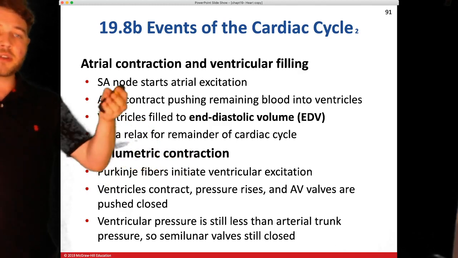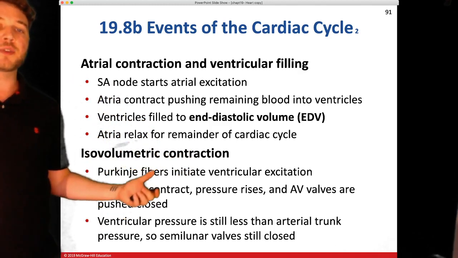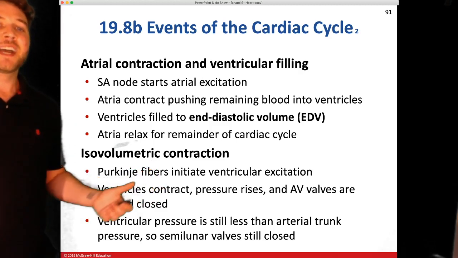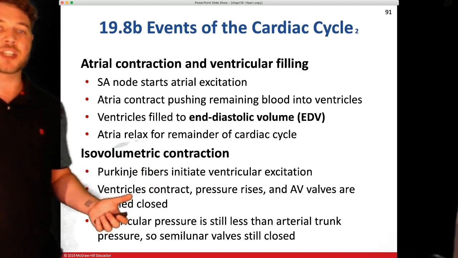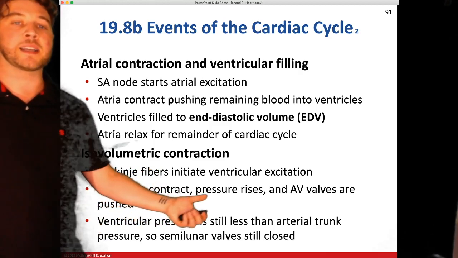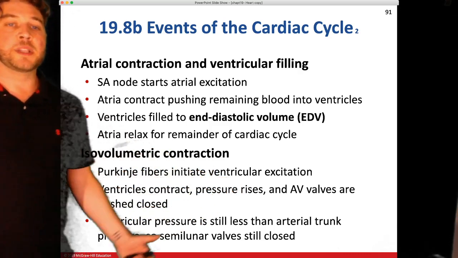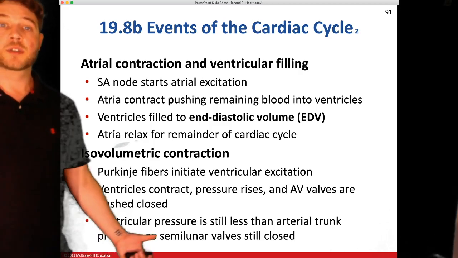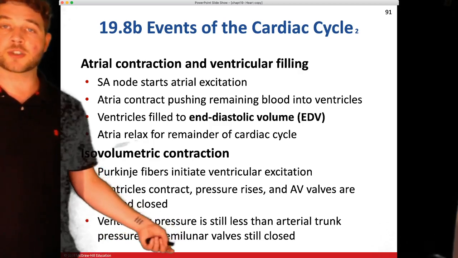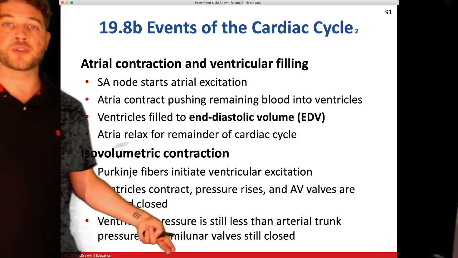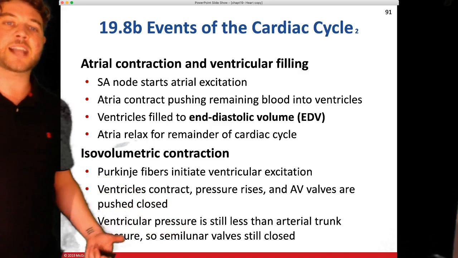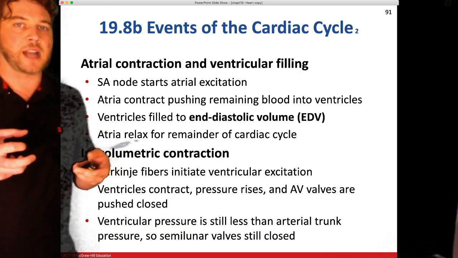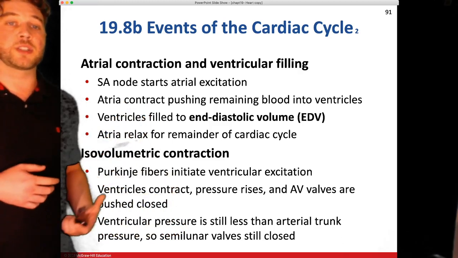Between the atria contracting and the ventricles contracting, once they've filled, you have this isovolumetric contraction that I mentioned. The Purkinje fibers initiate the ventricular excitation, and the ventricles contract, the pressure starts to rise, and the AV valves are pushed closed, but the ventricular pressure is still less than arterial trunk pressure, so the semilunar valves stay closed. So the pressure in the aortic trunk and in the pulmonary trunk is still greater than the pressure in the ventricles at this point. The ventricles are filled, but they haven't really started contracting fully yet. They've only started contracting just to make sure the AV valves are closed.